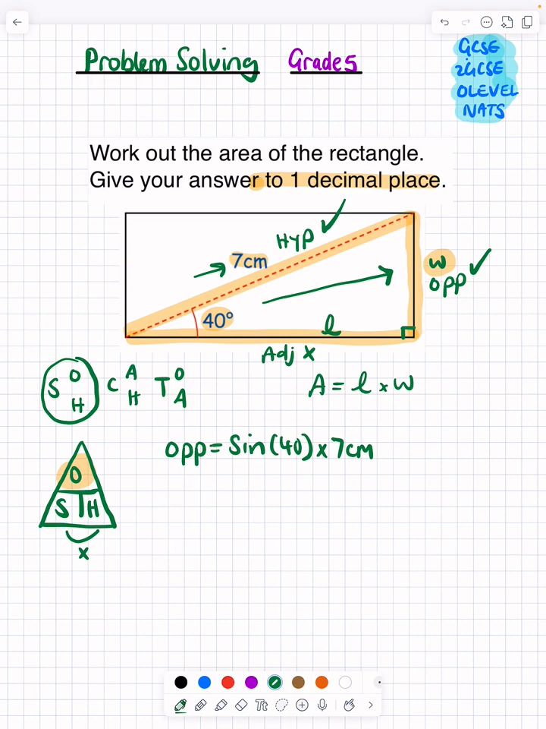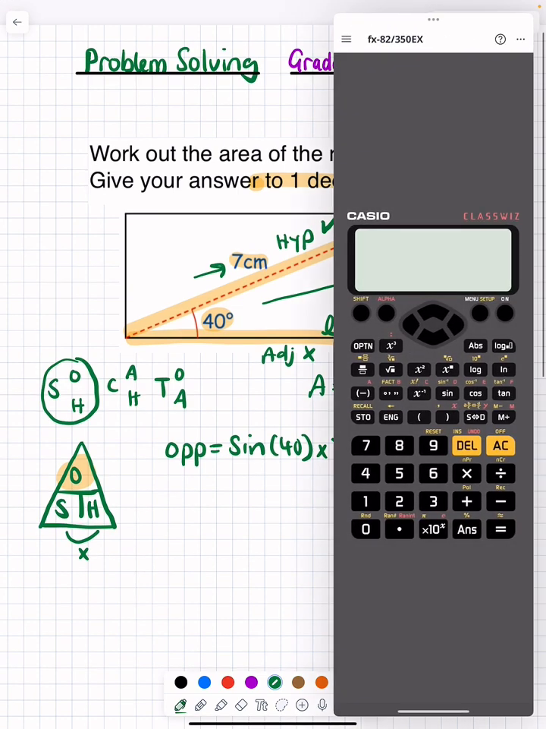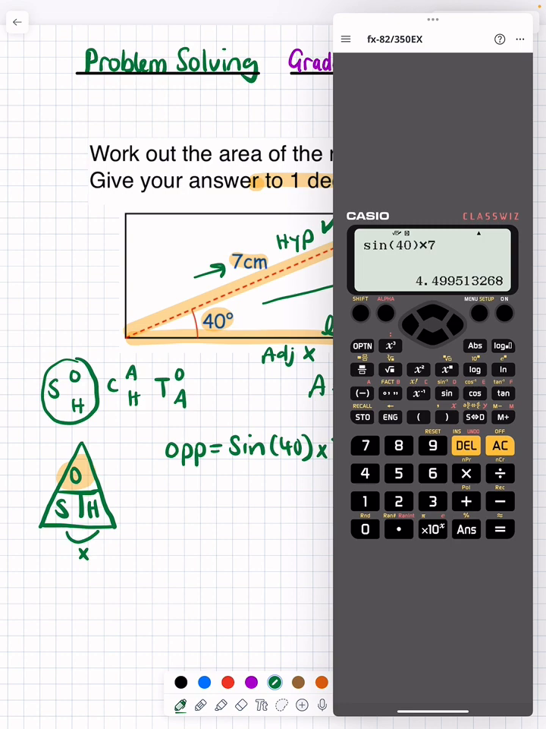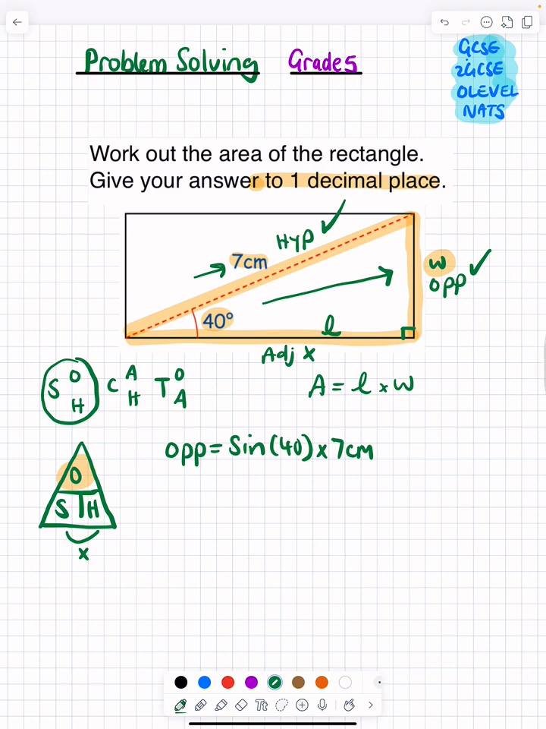Now if we work this out using a calculator, we can simply put this in: sine of 40, close brackets, times by 7, and we get 4.4995. Now I'm just going to round this up to 4.5, so it's very close to 4.5. So opposite equals 4.5 centimeters. So this side is 4.5 centimeters.